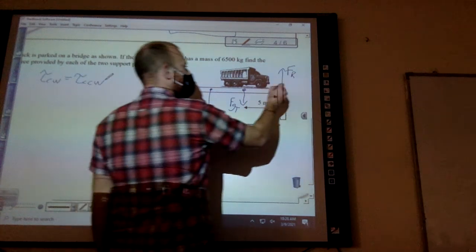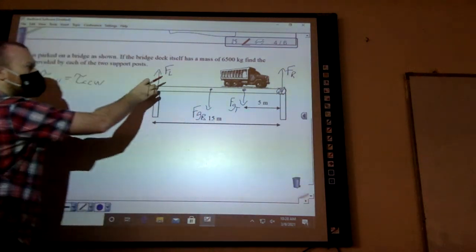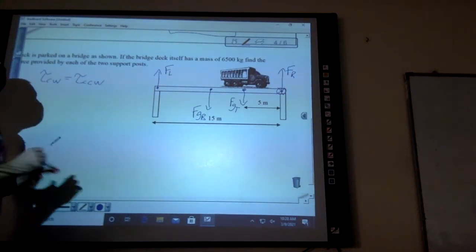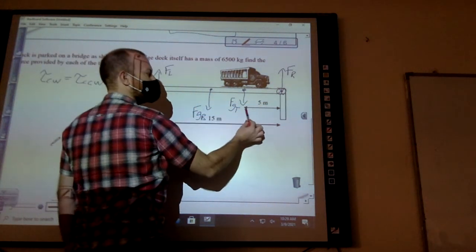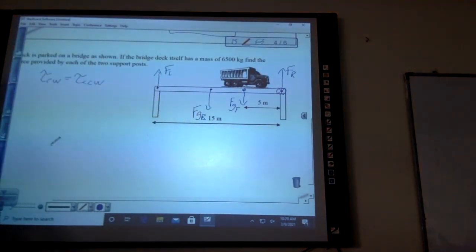So let's pick this as my pivot point. You could pick this one, and you'd solve for force right first. Doesn't matter. I chose this because you're given this distance from there. So why not make your life a little bit easier?